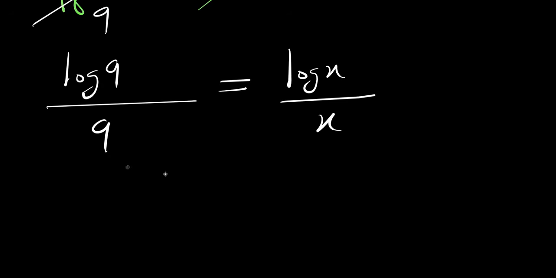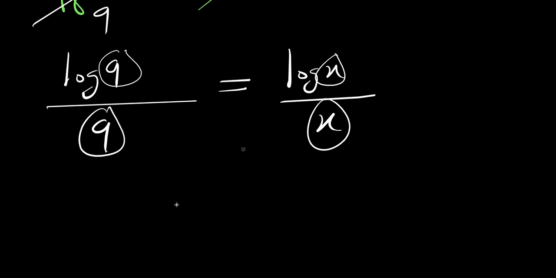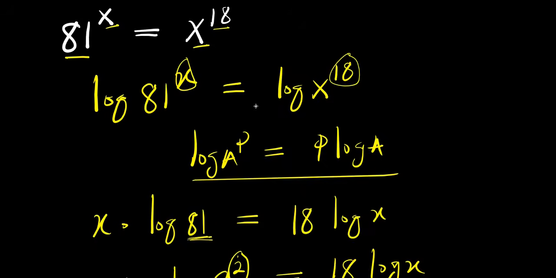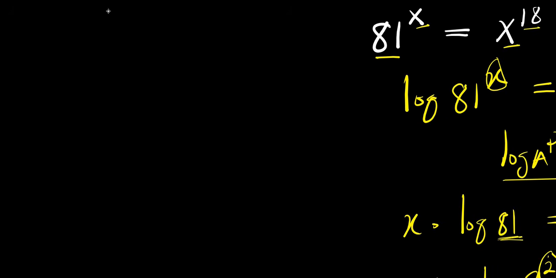And from here, that means since we have 9 here, we have 9 and we have x here, we have x. So that means x equals what? 9. This is one method of solving this exponential problem. Let's consider another method of solving this.